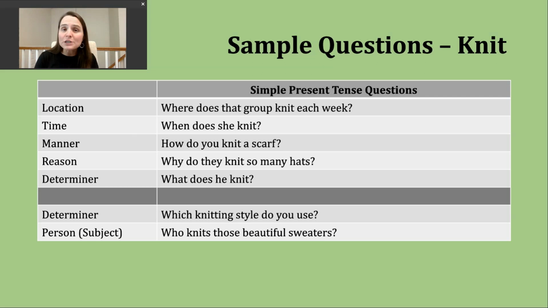Now, we have two more types of questions where the pattern's just a little bit different. The first is another determiner. So we're asking someone about an object, about a thing, and we can use the question word which. But when we use which, what comes after is sort of like our options or our choices. So we're asking someone to pick from a particular group.